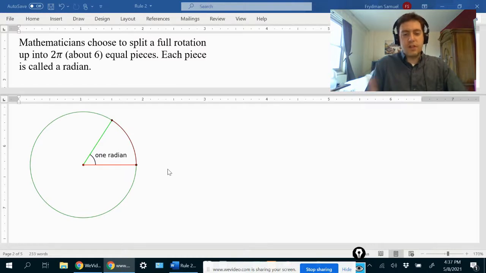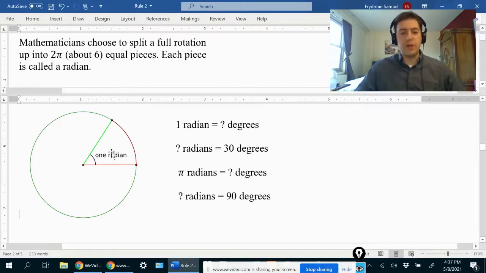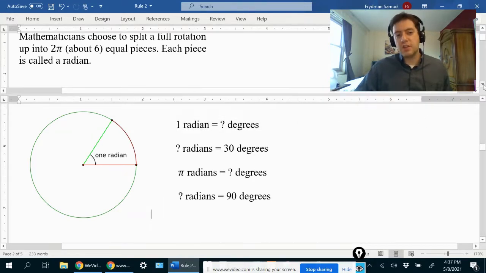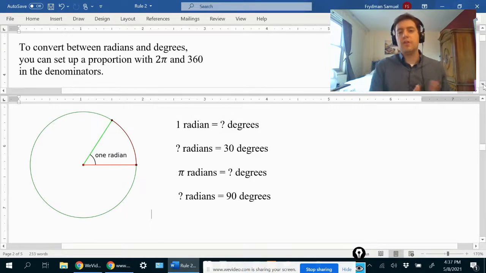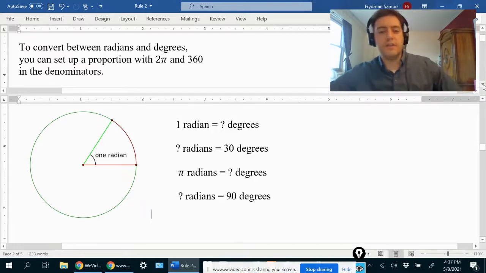And for the rest of this video, I'm just going to talk about how to convert between radians and degrees. And let's start with just 1 radian. So this radian right over here, how many degrees is this? So 1 radian is equal to how many degrees? And the way to answer that is actually pretty simple. You've converted units before between inches and feet, or miles and meters, or whatever it was. This is really no different.